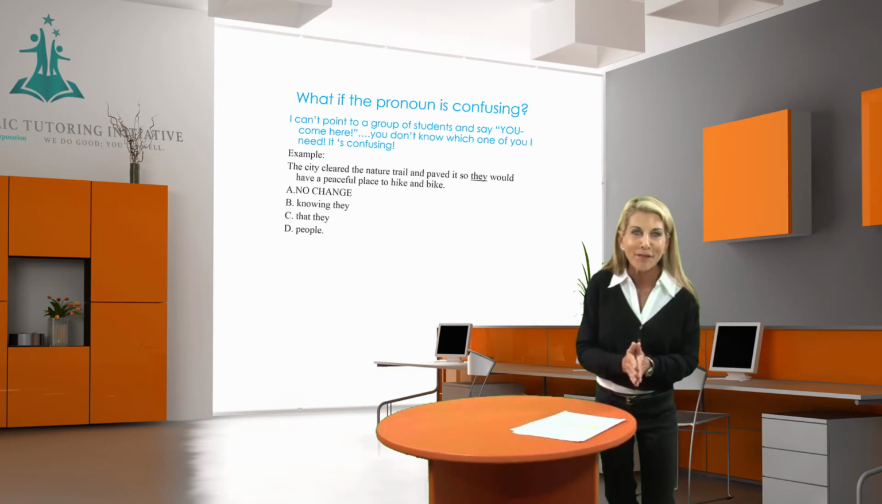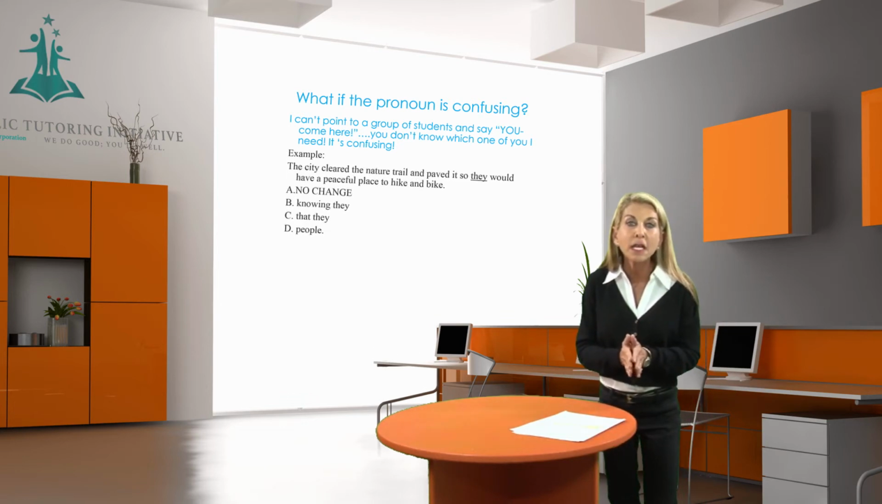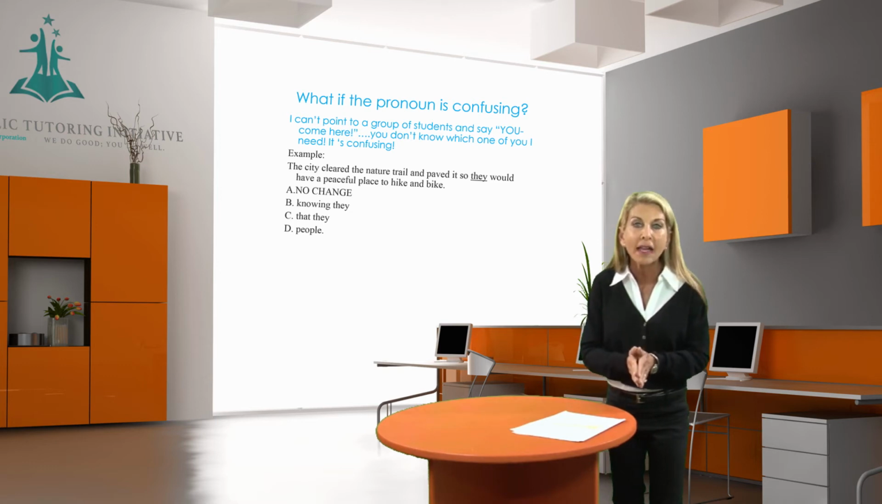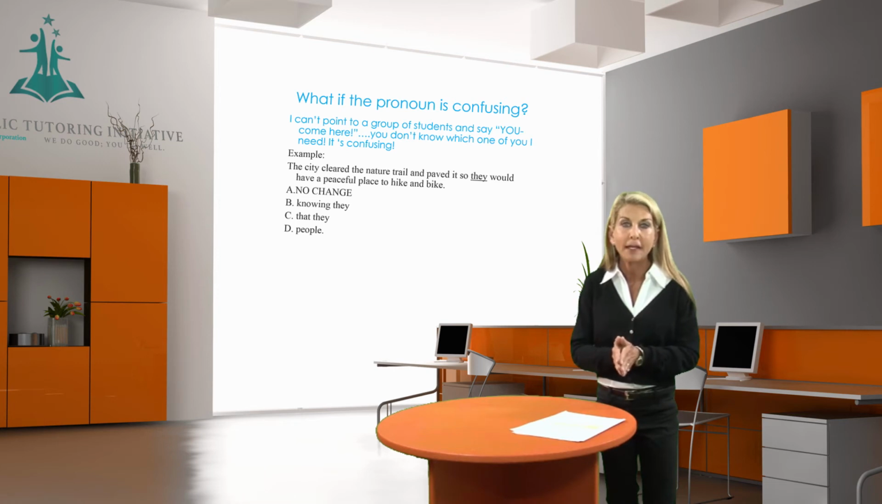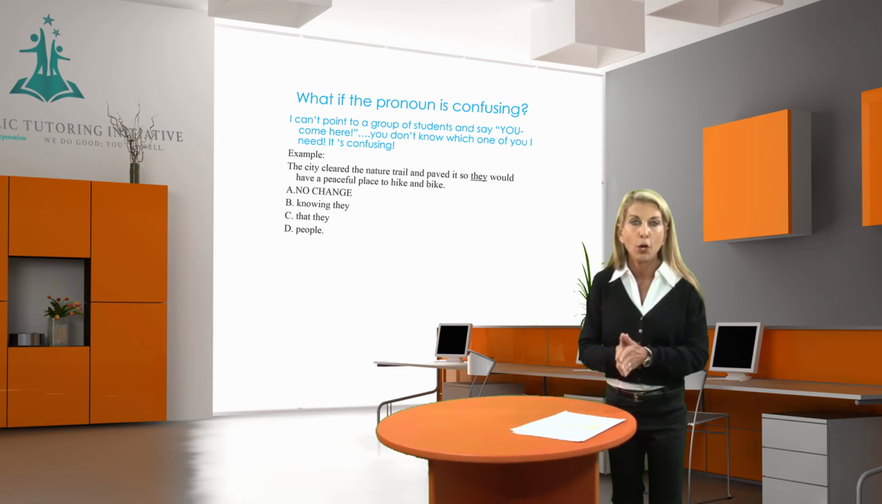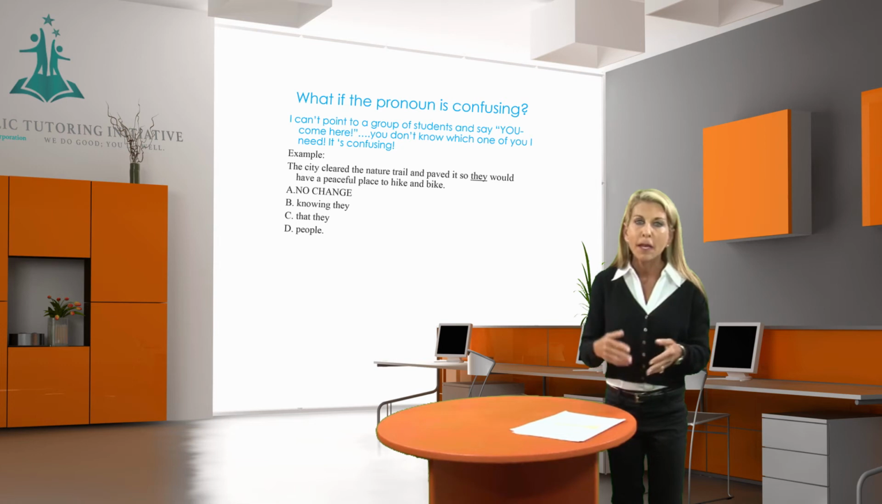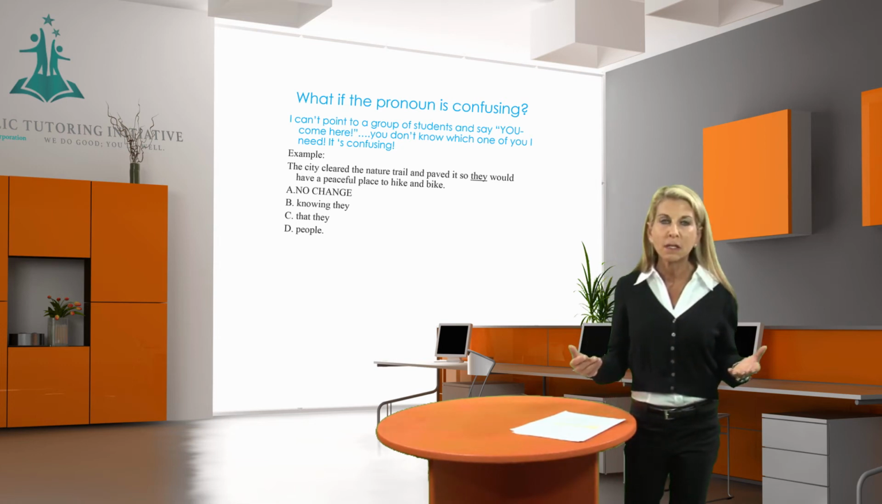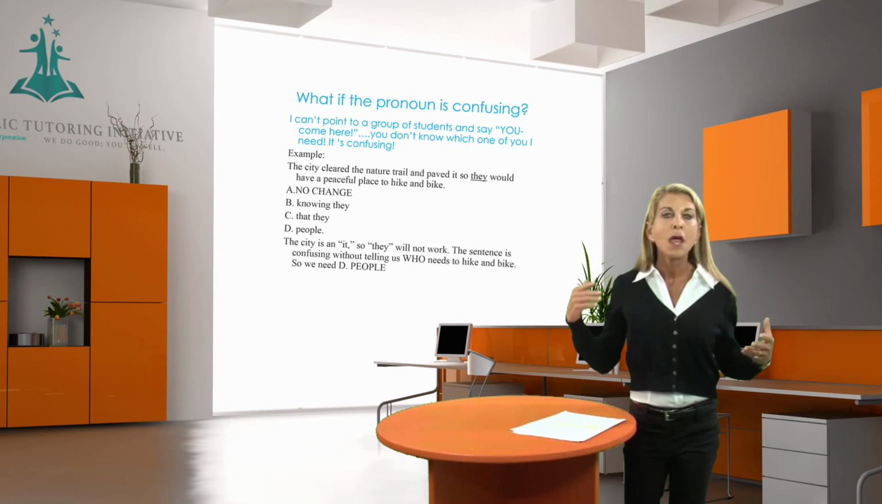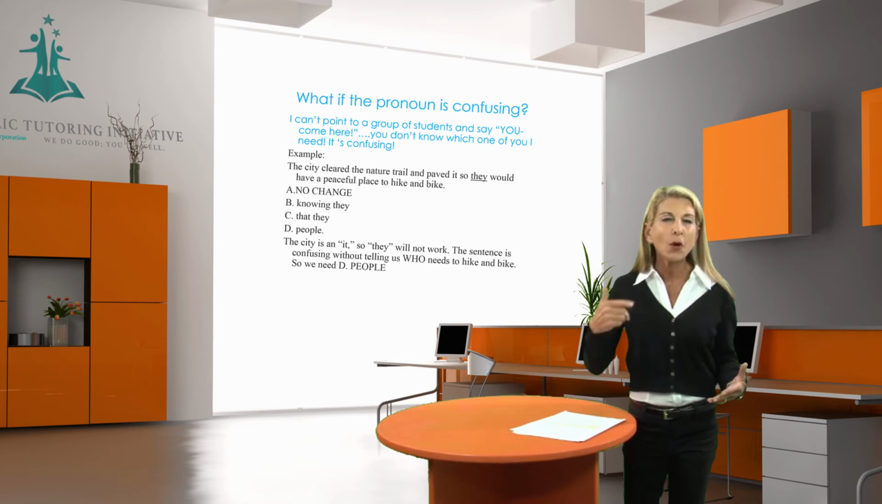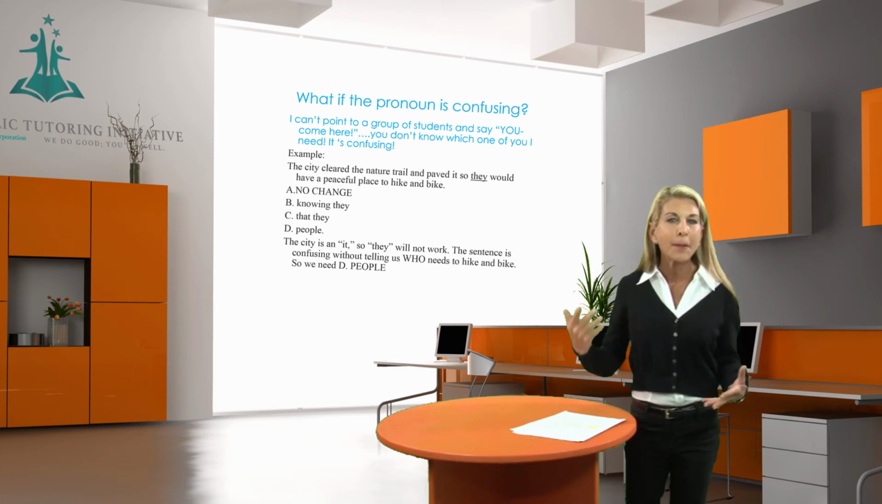Here's an example of an unclear pronoun. The city cleared the nature trail and paved it so they would have a peaceful place to hike and bike. Okay, A, no change. B, knowing they. C, that they, or D, people. Now, right off the bat, when you read that sentence, you should have thought to yourself, I don't know who they're talking about. So let's check that out. They cannot work because a city is a singular noun. You should be starting to get that now. If you aren't, think about this.